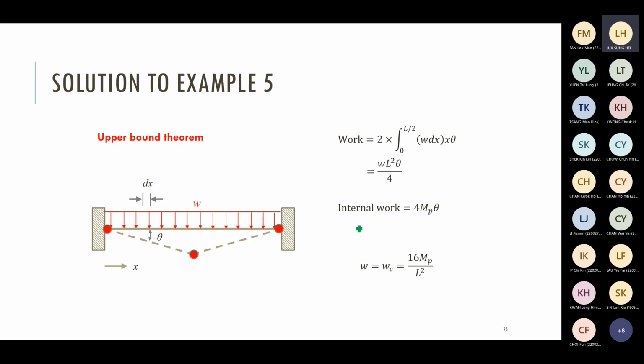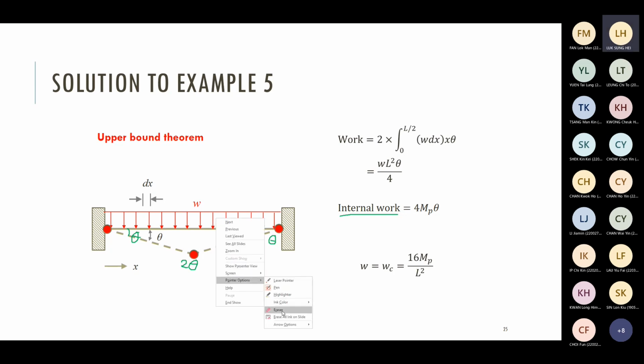To calculate the internal work, I think internal work is pretty easy because internal work has nothing to do with the UDL. For internal work, you just count the rotation: theta here, 2 theta at the middle hinge, theta on the right. In total, 4 theta rotation. 4 theta times the plastic moment, MP, gives you the internal work. Internal work calculation is quite straightforward. It just depends on the location of the hinges and the rotation, nothing to do with the loading.